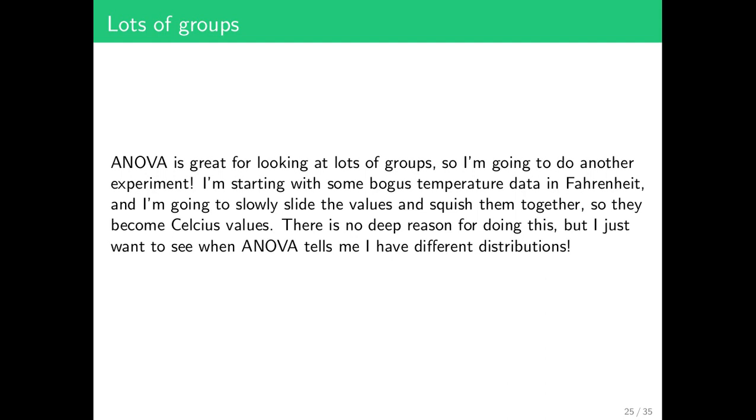ANOVA is great for looking at lots of groups, so I'm going to do another experiment. I'm going to start with some bogus temperature data in Fahrenheit, and slowly slide the values and squish them together so they become Celsius values. There's no deep reason for doing this. I just want to see when ANOVA triggers and says, hey, you have different distributions.